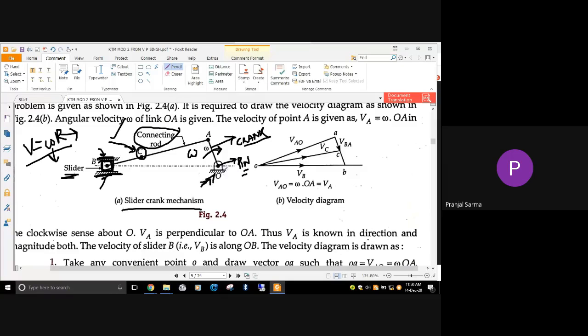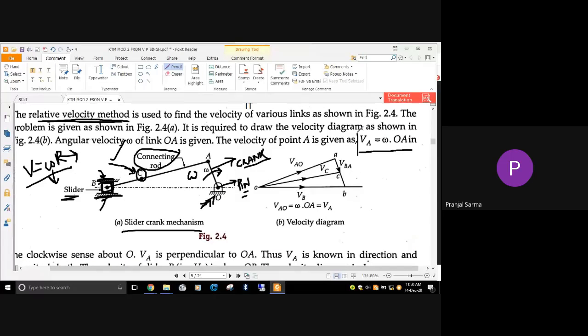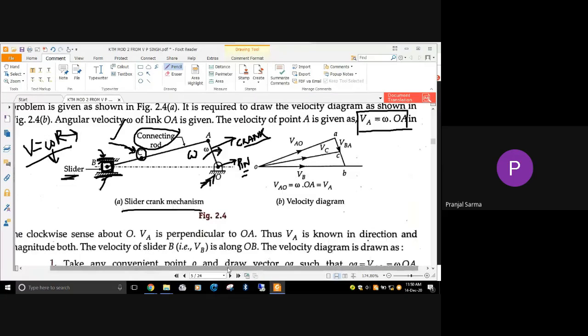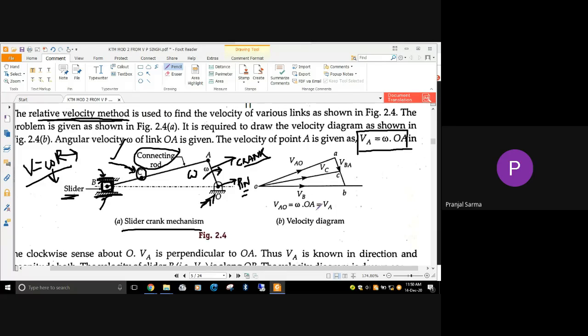And O here is a fixed point, so directly it denotes the absolute velocity. So VA can be written as omega into OA, just like V equals omega R. And what will be the direction? It is in the clockwise sense about O, and VA is perpendicular to that particular link OA. Already we have discussed that the magnitude can be obtained by V equals R omega, and the direction will be perpendicular to this link.